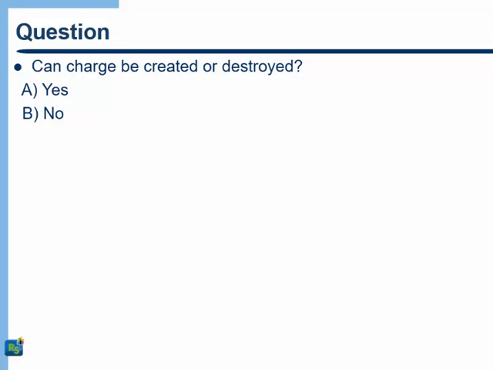Let's take a look at the following question. Can charge be created or destroyed? What do you think? Well, based on what we just talked about with conservation of charge, you might very likely be ready to answer no. But it turns out that charge can be created and destroyed. It just has to be created and destroyed in such a way that the net charge before and after is the same. So there's a cool example of this that I want to go through with you, and that's something called pair production.